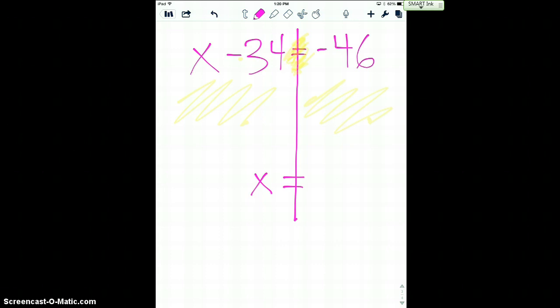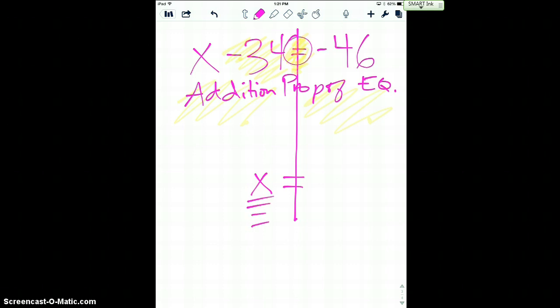So as you can see right now, the minus 34 is hooked to the x. So we need to get the minus 34 to go away. So we're going to use the addition property of equality here. I'm going to add something to both sides of the equation, and it'll keep it true so that I can find what x is. So I'm going to take x minus 34, and I'm going to add something to it. And I'm going to take negative 46 and add that same amount so that I can get what x is worth.